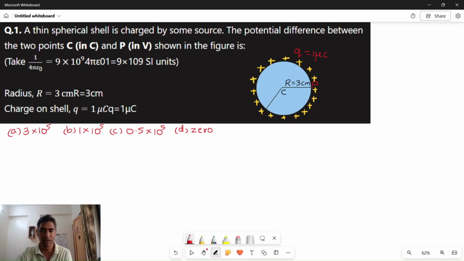Potential difference ಕೇಳಿದ್ದಾರೆ. Okay. See, we know that potential at any point on the surface of this sphere is nothing but KQ by R. Okay. And inside this spherical shell, the potential will be constant. A constant value ಎಷ್ಟಿರುತ್ತೆ ಅಂದ್ರೆ it is the same as the value of potential on the surface. So potential at C will also be equal to KQ by R. Okay, so potential difference between these 2 points Vp minus Vc will be directly 0, correct? So option D is the correct one.